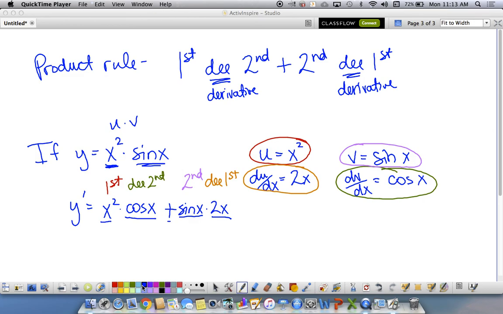First d second plus second d first. Can you say that with me? Yeah, everybody? First d second plus second d first. All right, let's look at another example. Let's let f of x equal x squared e to the x. Can you find f prime of x?